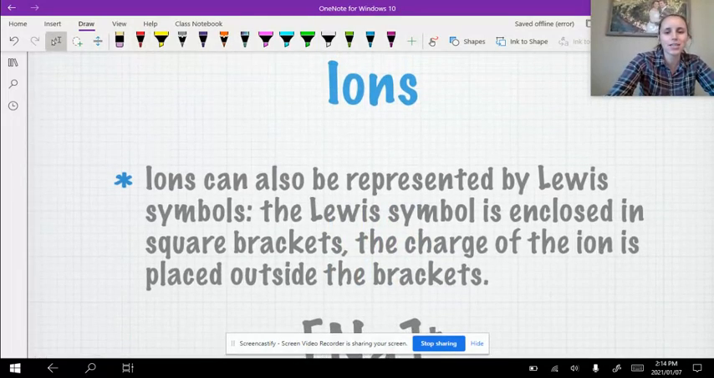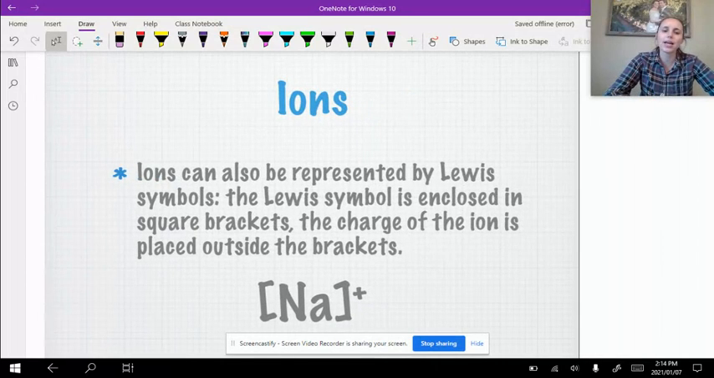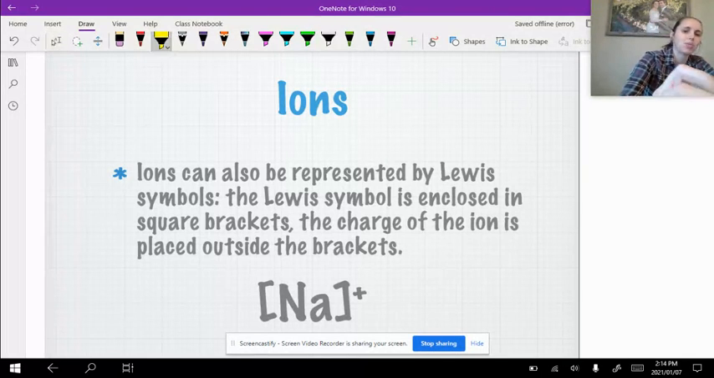So ions can be represented by Bohr-Rutherford diagrams. We're going to draw those in a second. Ions can also be represented by the Lewis symbol. So Lewis diagrams, I showed you how to draw Lewis diagrams. Lewis diagrams are a much easier way to show what is happening with an ion.